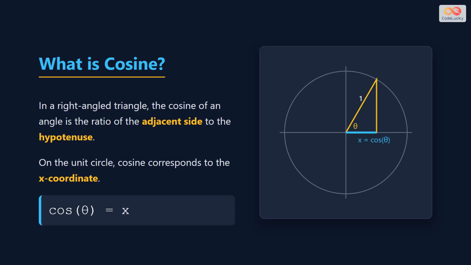First, let's briefly recall what cosine is. In a right-angled triangle, it is the ratio of the adjacent side to the hypotenuse. More importantly for functions, on the unit circle, cosine corresponds directly to the x-coordinate of any point on the circle's edge.